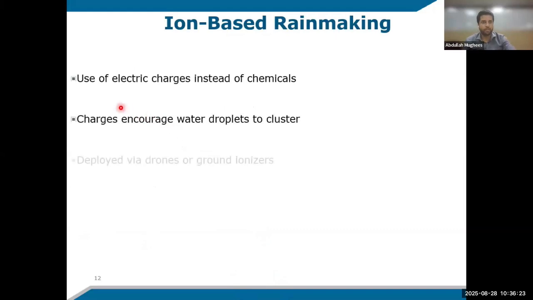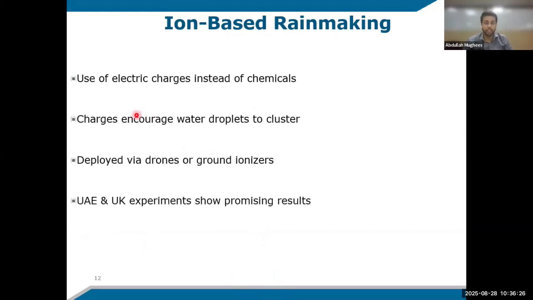So we have this ion-based rainmaking, and they use electric charges instead of the chemical that I previously explained. Charges encourage water droplets to cluster, combining together, and we can deploy these electric shocks to those clouds using drones or ground ionizers. So UAE and UK experiments show promising results. They have conducted this ion-based rainmaking method by giving electric shocks to the clouds, and the results are pretty nice.